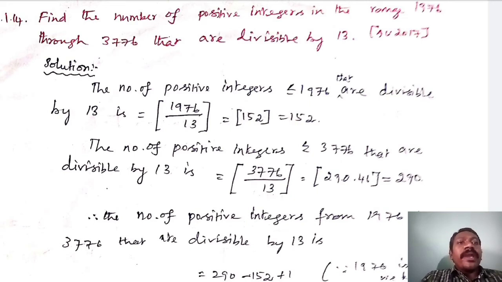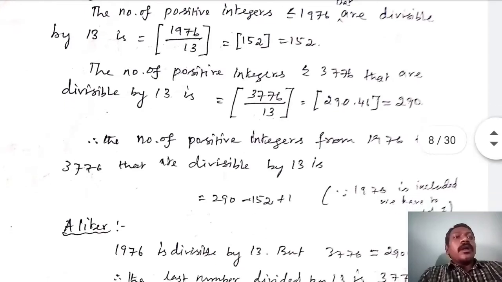Then we have to find the number of positive integers less than or equal to 3776 that are divisible by 13. So which is 3776 by 13. So we can get 290.46. So we have to use the greatest integer part, 290.